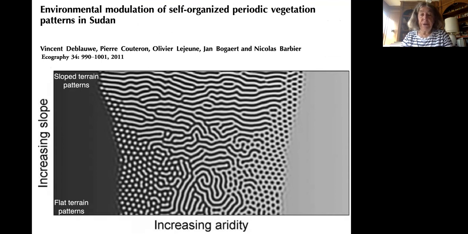Here I want you to focus on two parameters. This is from this Belgian group. They have an aridity parameter on the horizontal, and then they're thinking about the slope of the terrain on the vertical. If it's a flat terrain, as the aridity increased, they went from the gaps to labyrinths to spots in a completely different model. So here, 3 different models, 3 different groups, and they're seeing this exact same sequence. That's something that really drew me into this.